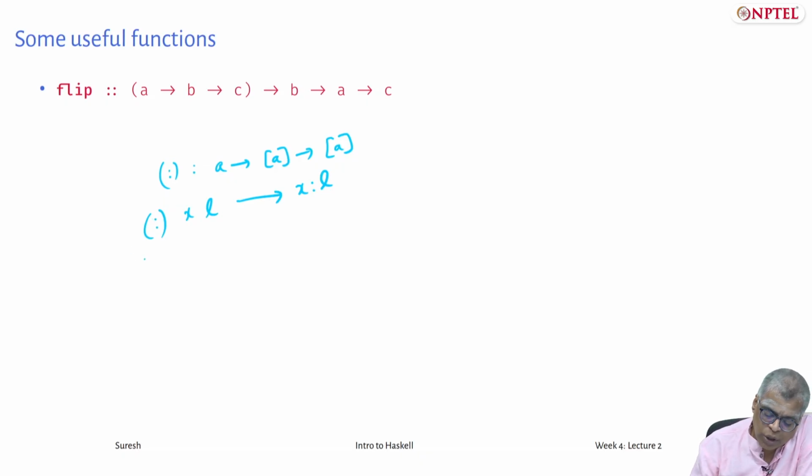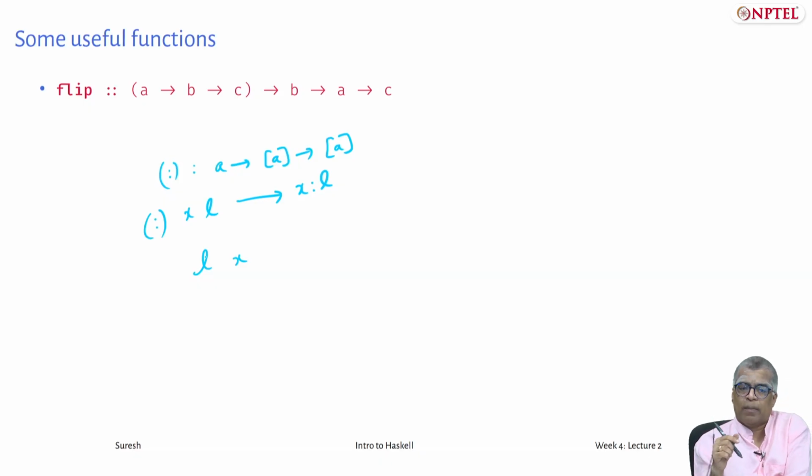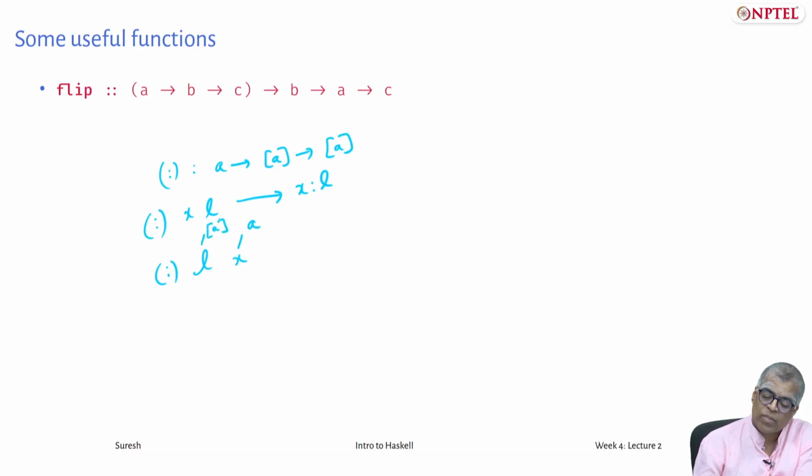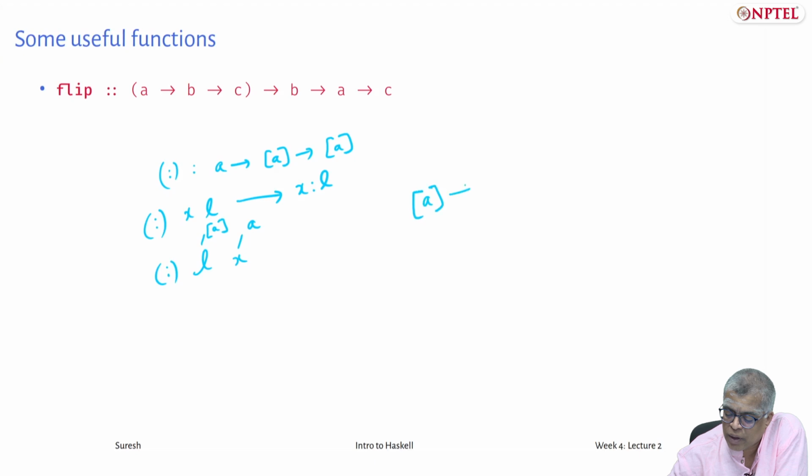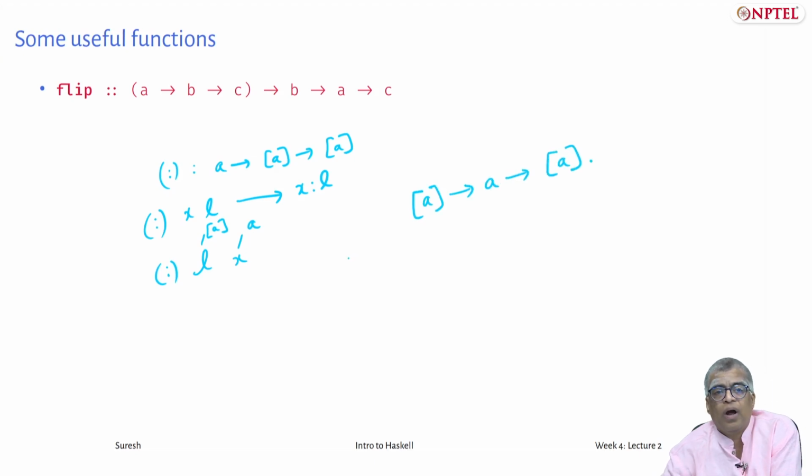Now, suppose for some reason I provide the arguments in the wrong order, and I still want to apply colon to X and L. I cannot apply colon to L and X, because L is of type list A and X is of type A. So what I want is a function of type list A arrow A arrow list A, and the function that is of this type is called flip colon.